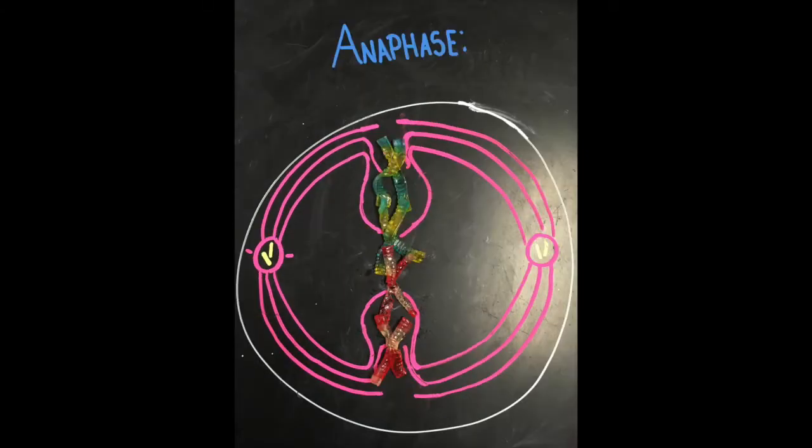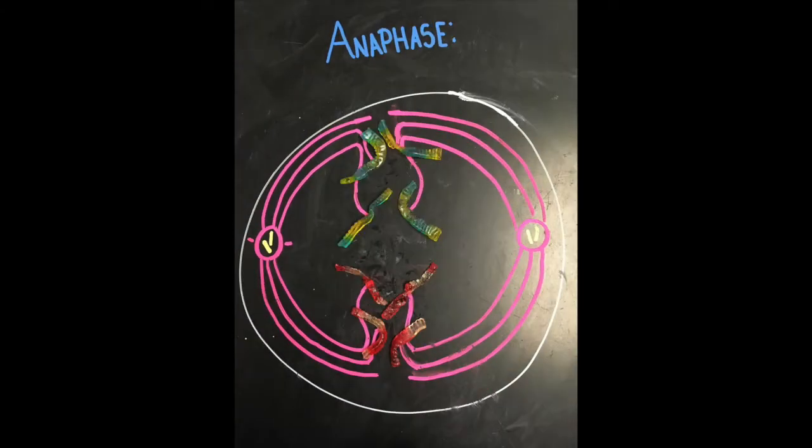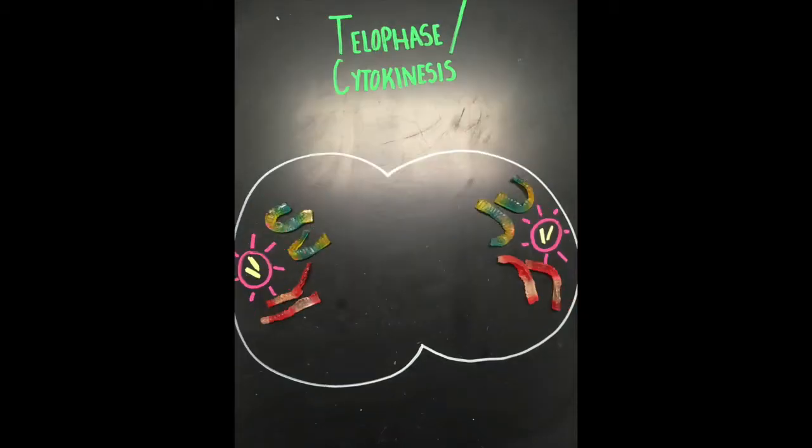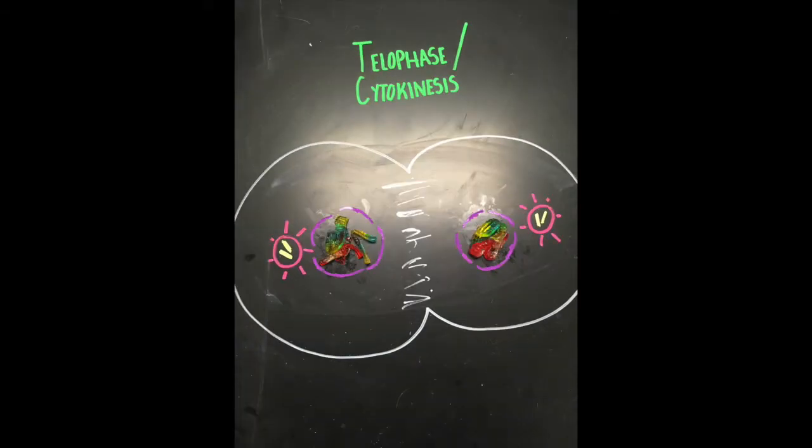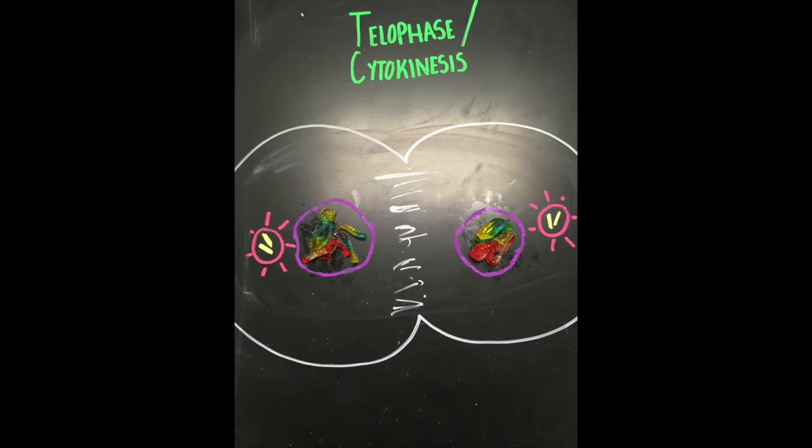Anaphase is the third phase in mitosis. In anaphase, the chromosomes begin to get pulled apart by the spindle fibers. Telophase/cytokinesis is the last part of mitosis. This is the opposite of prophase. The chromosomes are now on the opposite poles of the cell, and they unwind into chromatin.